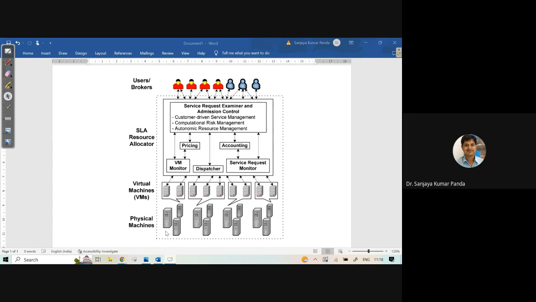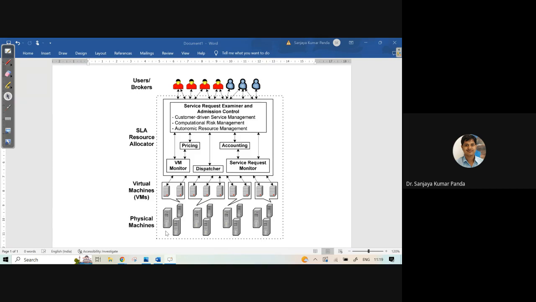But the provider provides the resources to the user. The provider has to set up the servers. The provider has to create the virtual machines. These are all part of our hardware. So the third layer, which we are looking at here, is called the virtual machine.